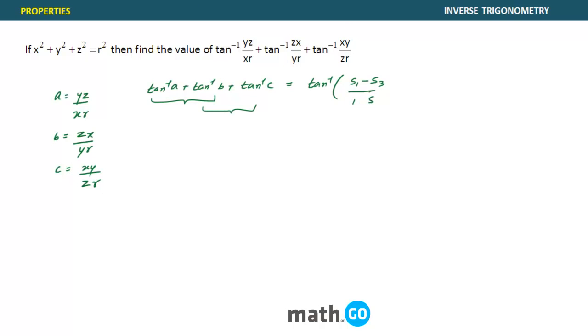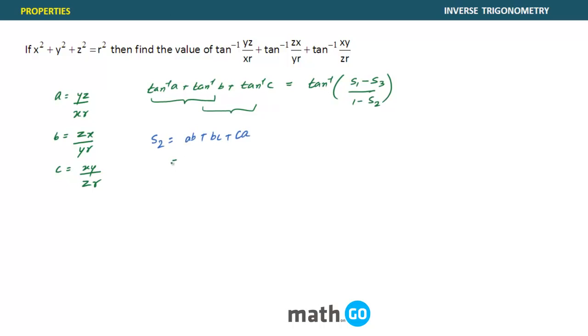1 minus S2. This is the formula because there are only 3 terms. Why I am doing this is, okay, let's do one thing. Whenever you find these kind of problems, first of all the target should be to find S2 or the denominator, whatever is there in the denominator. So S2 is nothing but AB plus BC plus CA, right? This is the value of S2.